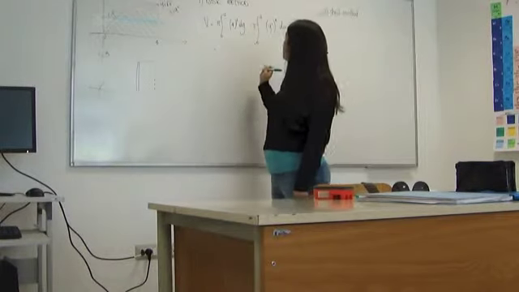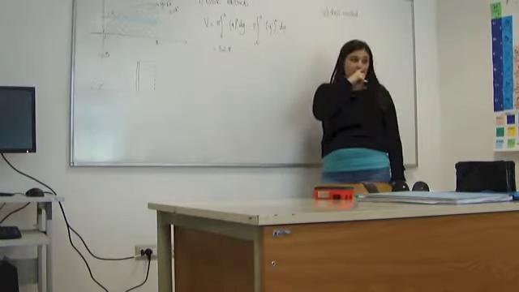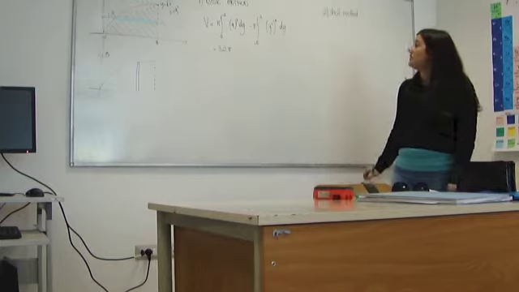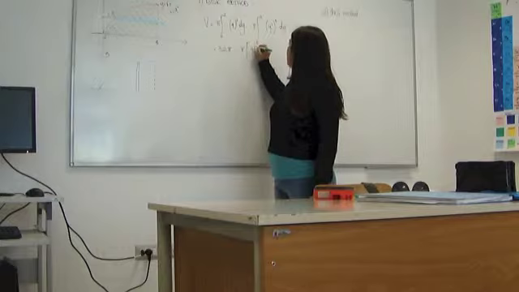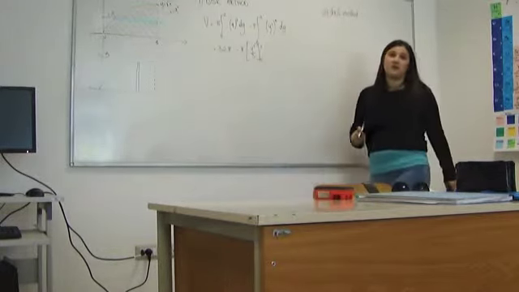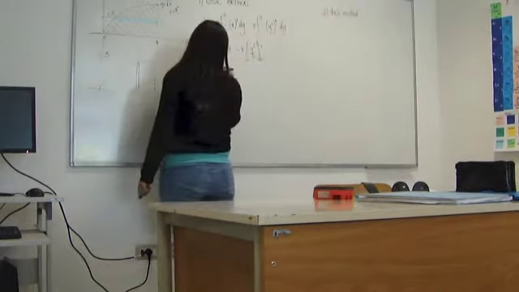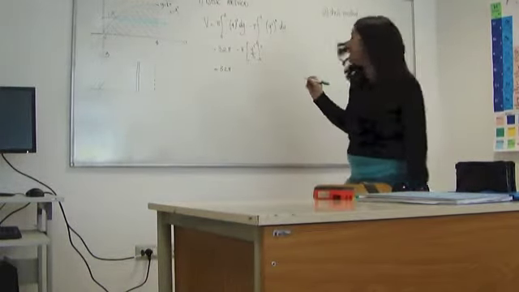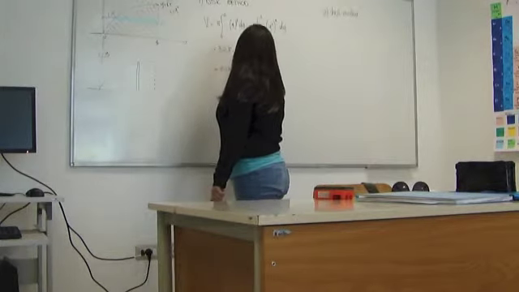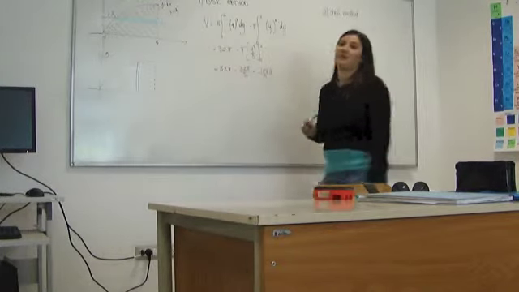And this is 32 pi minus the integral of this, and it gives you 32 pi minus 32 pi over 5, which is 128 pi over 5.